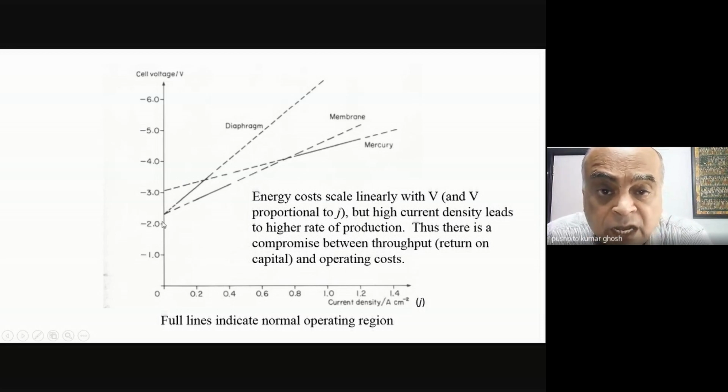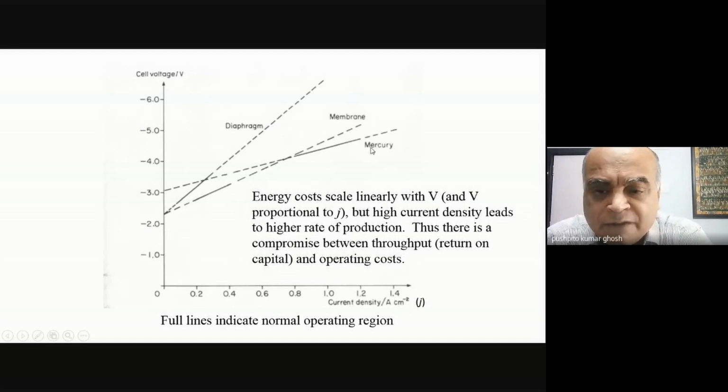Whereas here, if I had to operate it in the membrane cell at, let's say, a current density of 1.2, you can see that it would require, in fact, a cell voltage even more than the mercury cell, even for doing the simple redox process of H plus to H2 rather than sodium ion to sodium. So I must necessarily operate the membrane cell at a relatively lower current density. What that means is that the throughput from my cells will be much lower with the membrane and the diaphragm cells as compared to the mercury cell.